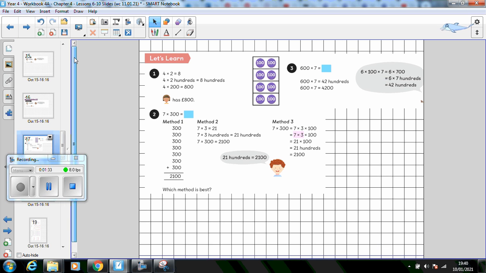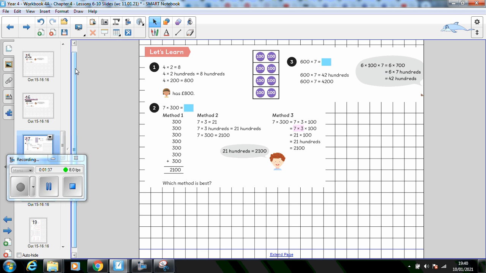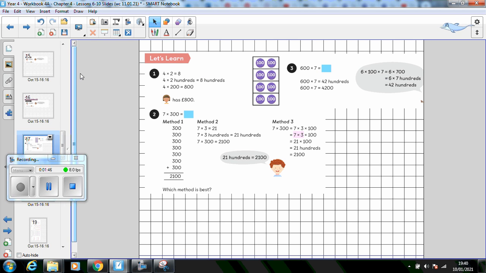So we can look at the 4 times 200. We can think of it just as 4 times 2. 4 times 2 is 8. So 4 times 2 hundreds equals 8 hundreds. 4 times 200 equals 800.